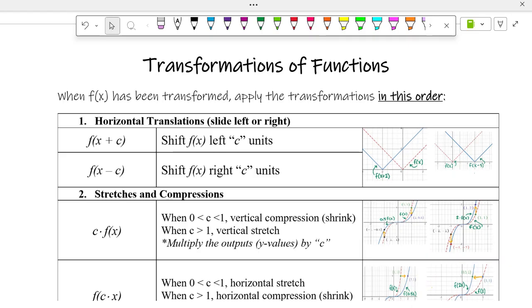Function transformations are probably one of the things that confuse a lot of people in math, mainly because it's just a lot of rules to remember. Although for this, I would let you guys use your graphic organizer on the test. But the hard part is just figuring out, okay, which parts of the function means what.